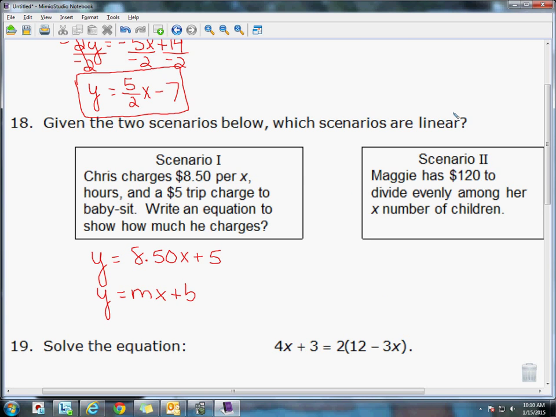Scenario number 2, Maggie has $120 to divide evenly among her X number of children. So y equals 120 divided by X. When you're dividing by X, you can put this in y equals and look at your graph or your table. You'll notice there's no constant rate of change. It's not a straight line. This one here is not linear. So the answer would be the first one.